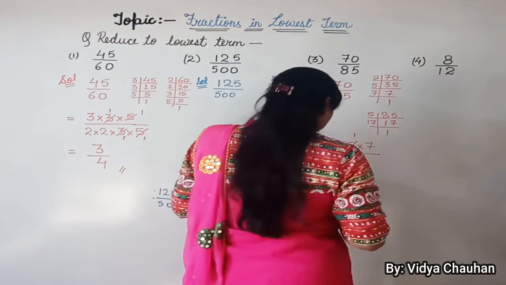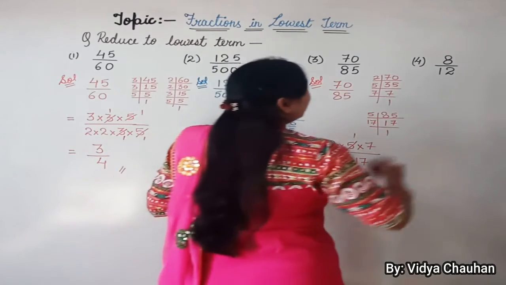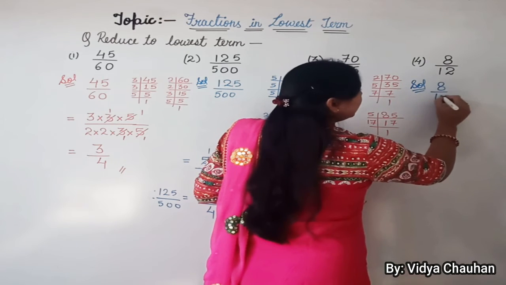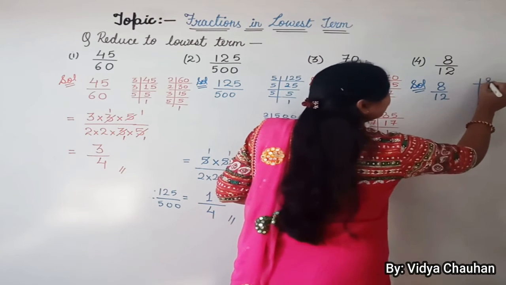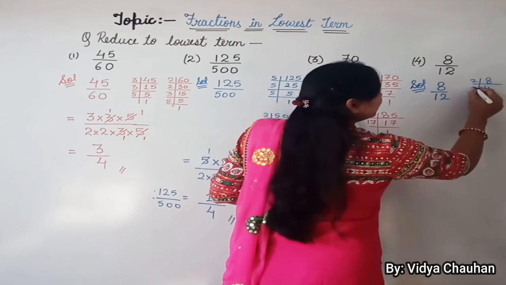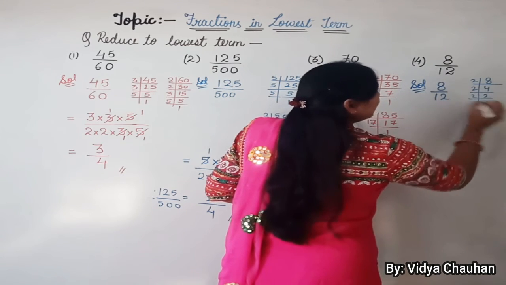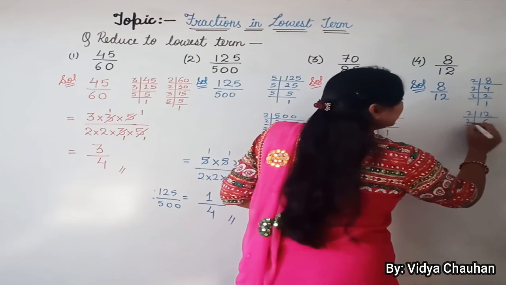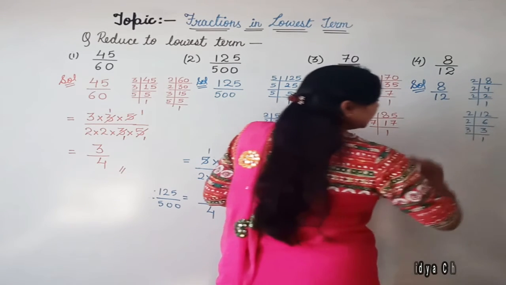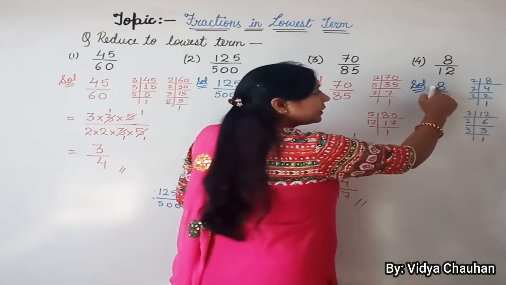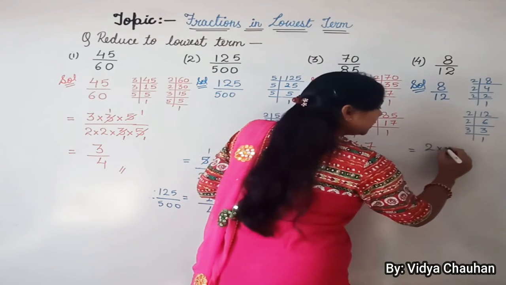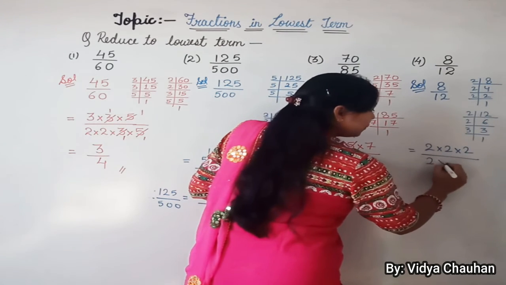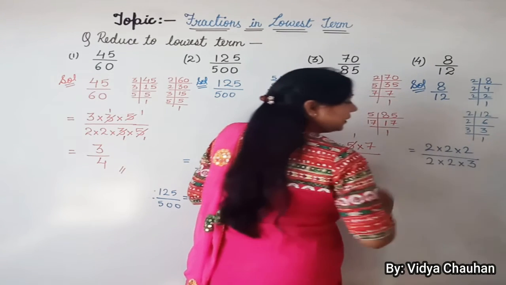Now coming to the last part, where you have to find the lowest form for 8 upon 12. The number is 8 upon 12. So what will you do? Make the factors, 2 4s are 8, 2 2s are 4 and 2 1s are. Finding the factors of 12 now, 2 6s are, 2 3s are, 3 1s are. So in the next step, what is the factor of 8? 2 multiplied by 2 multiplied by 2. What are the factors of 12? 2 multiplied by 2 multiplied by 3.